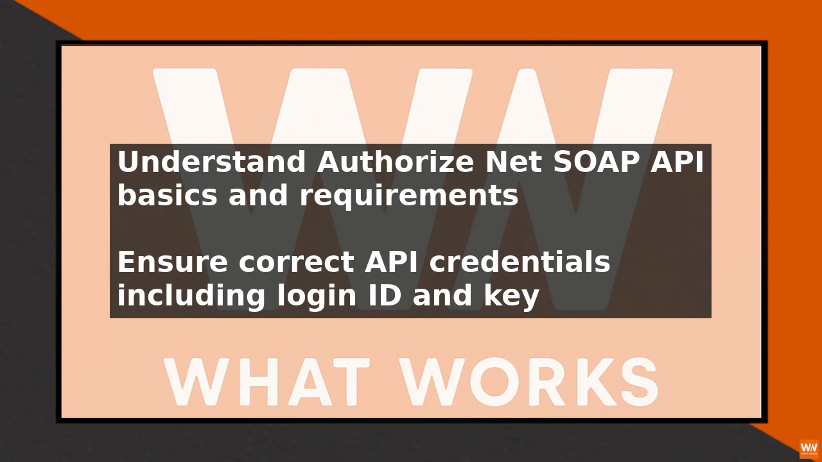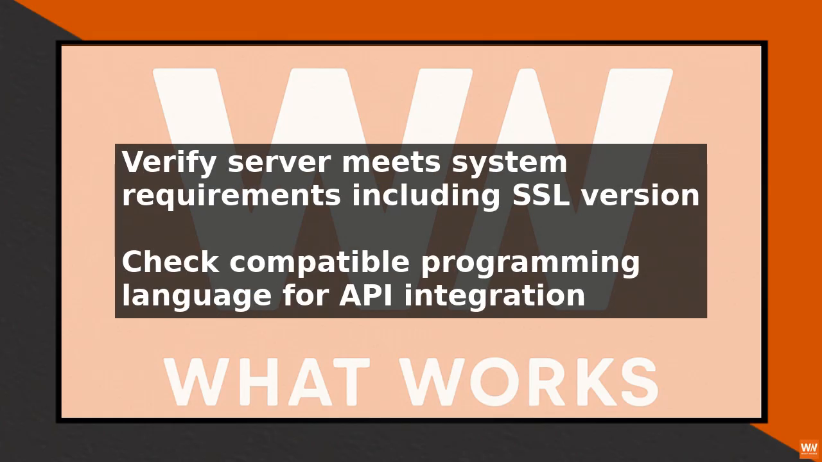Next, verify that your server meets the system requirements for the API, including the correct version of SSL and a compatible programming language. If you are experiencing issues with transactions, review the transaction response codes and messages. The Authorize.Net API returns specific response codes and messages for each transaction. For example, a response code of 1 indicates a successful transaction, while a response code of 2 indicates a declined transaction. Use the Authorize.Net API documentation to look up the meaning of each response code and message.